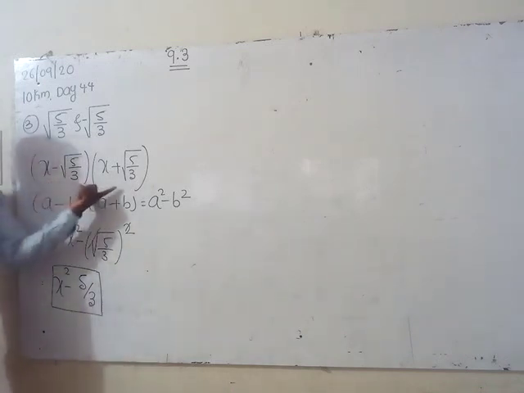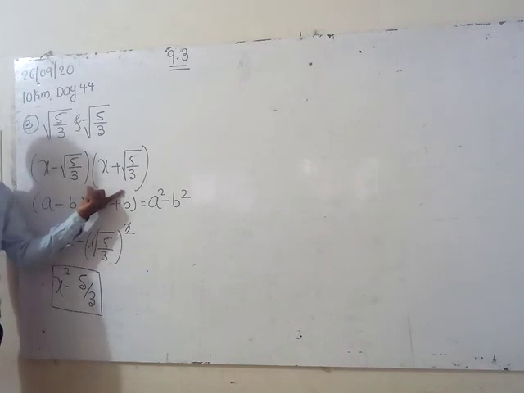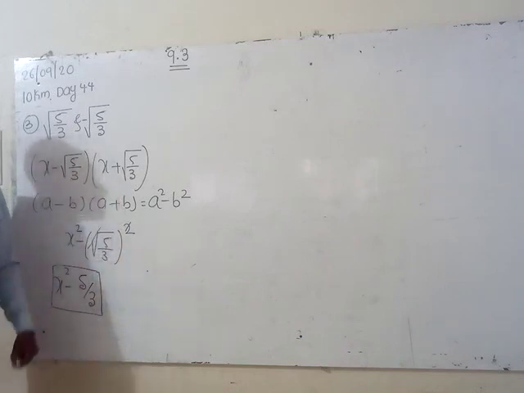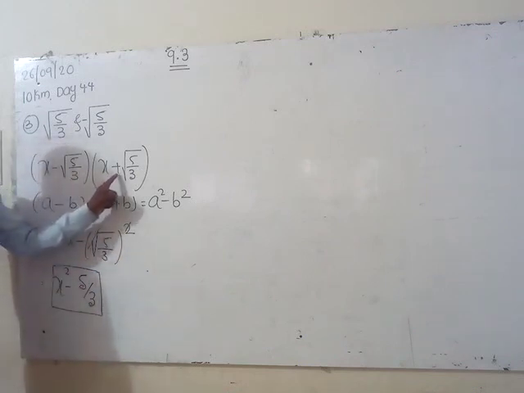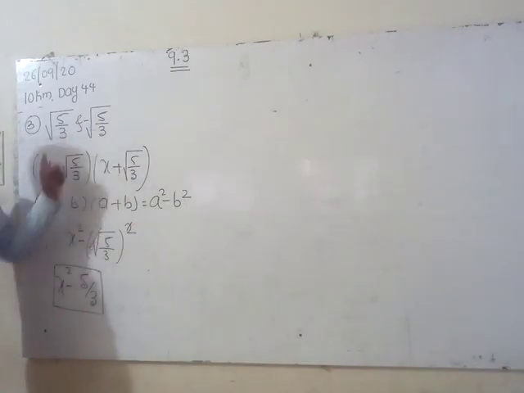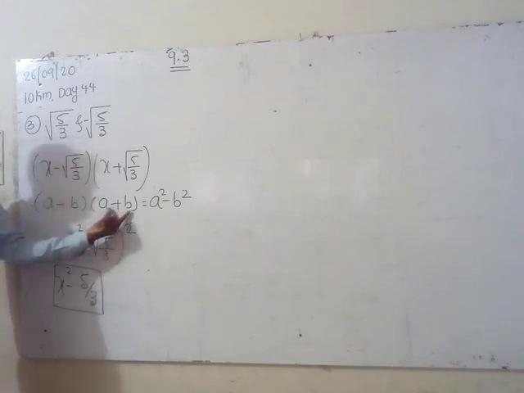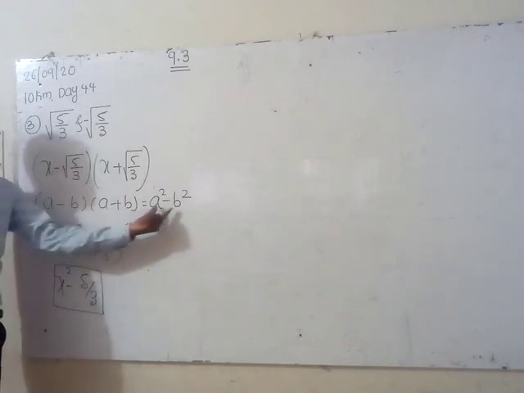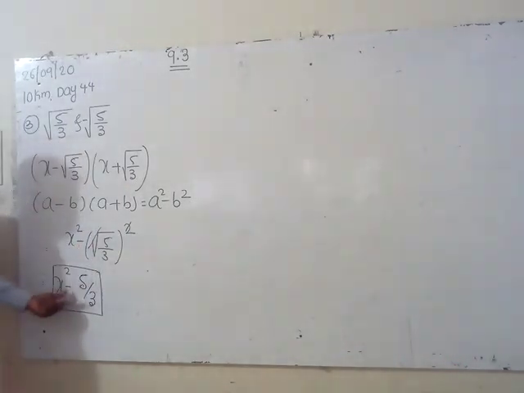The root above is the same thing. Plus, the other side is the same thing. Minus a, minus is the same thing. Plus a, the root is the same. a plus b, a minus b, this is a square minus b square. x square minus 5 by 3, bracket square.